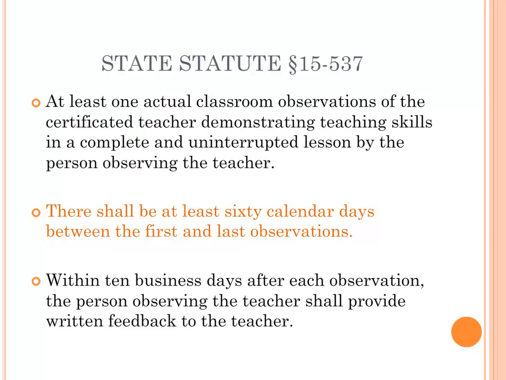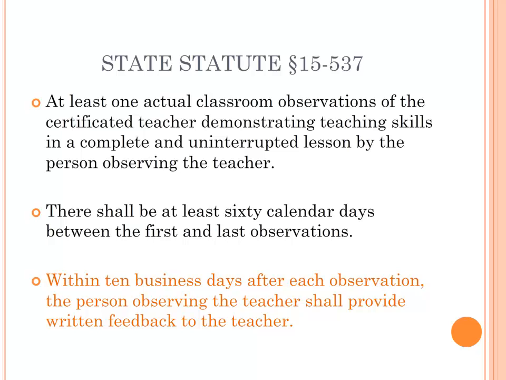The 60 calendar days between the first and last observations are actual calendar days, which include weekends and holidays. A teacher may be observed multiple times a year, but there shall be at least 60 calendar days between the first and the last observation. And as with current practice, written feedback shall be provided to the teacher within 10 business days. Business days are defined as a teacher workday.